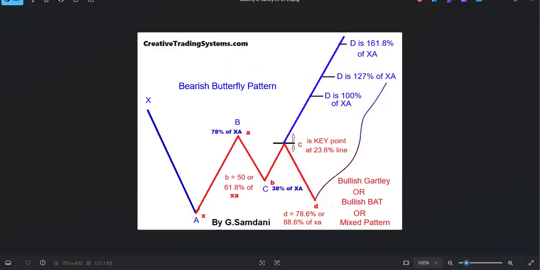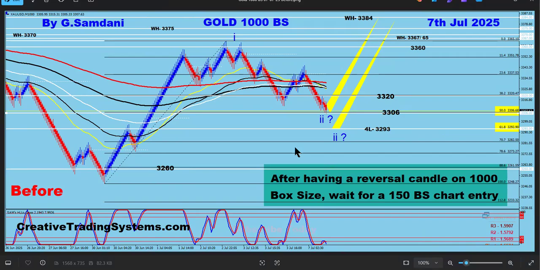By the way, when it was here, let me show you this one, right? So see this? It is written here. These are 1,000 bucks, right? So what I wrote here is, after having a reversal candle on 1,000, so if I have a reversal candle here somewhere, then I need to look for a 150 BS chart entry. BS means not what you think, but box size, right? So BS chart entry after that, right? So that's exactly what happened.